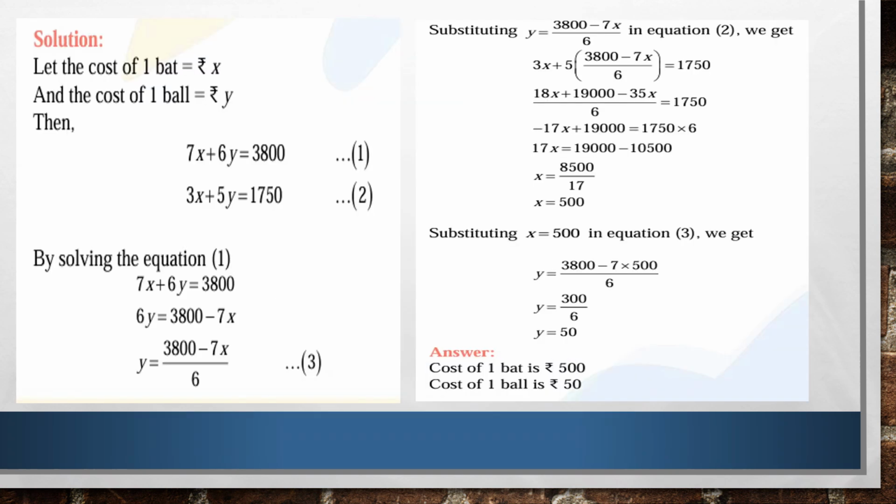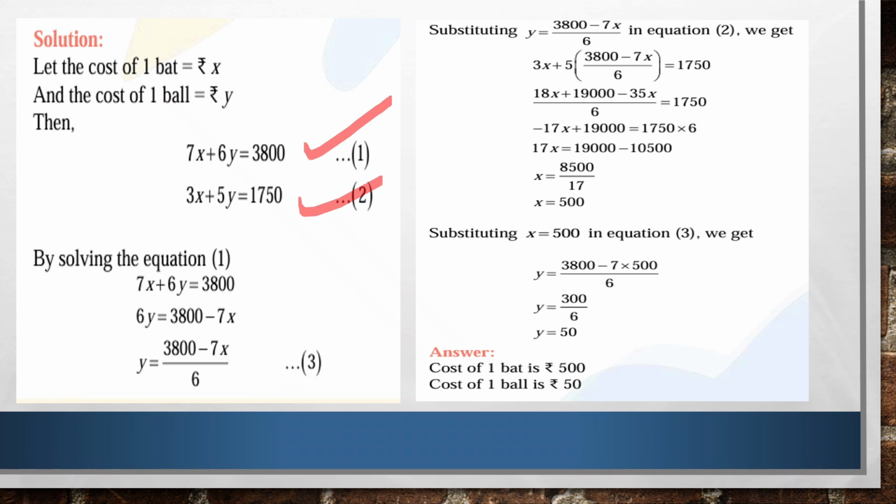Questions number 3 and 4, take them as homework. I can give you a hint here. Question number 3, what is given? The coach of a cricket team buys 7 bats and 6 balls for rupees 3,800. I can write it as 7x plus 6y is equal to 3,800 rupees. Later she buys 3 bats and 5 balls for rupees 1,750, which means I can write 3x plus 5y is equal to 1,750. We have to find the cost of each bat and each ball.